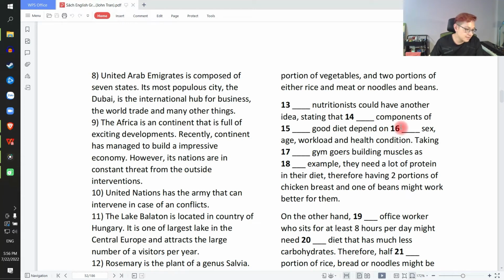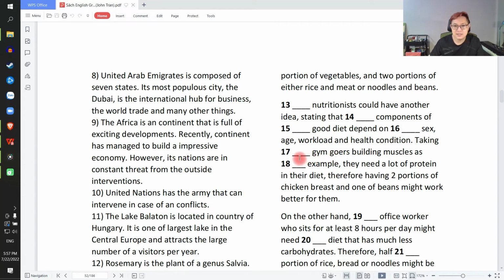Depending on number 16 is no article because when we talk about sex, it's just a general term, no article. Nói về giới tính nó chỉ là một cái khái niệm chung, general term thôi, không có mạo từ. Mình không muốn nói cụ thể là cái giới tính gì, cho nên là cái chữ sex nó nói chung thôi, sex in general. So no article, không mạo từ. Age, workload and health conditions.